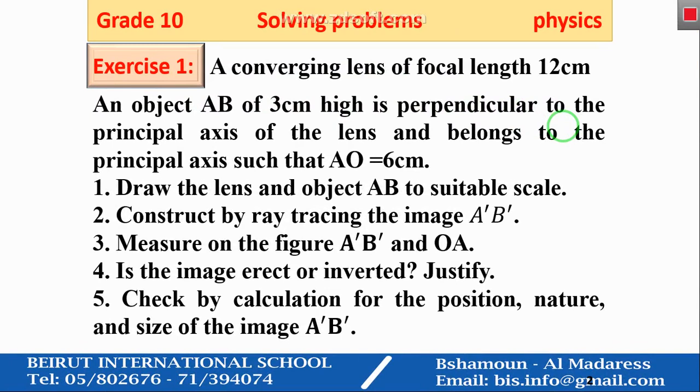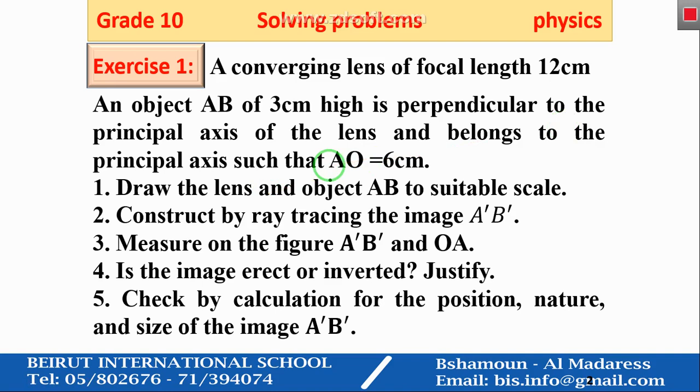In the first exercise, a converging lens of focal length 12 cm, an object AB of height 3 cm, which means that AB is equal to 3 cm, is perpendicular to the principal axis or the optical axis of the lens and belongs to the principal axis such that AO is equal to 6 cm, which means that point A is on the optical axis.